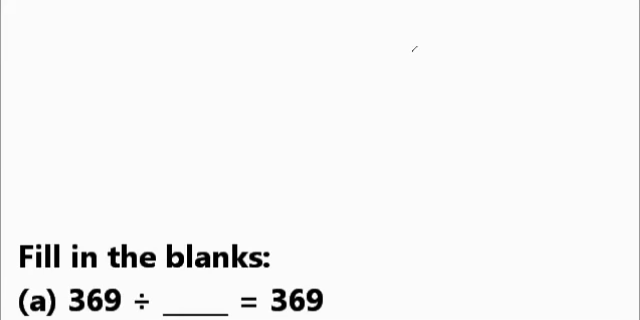Let's solve the fill in the blanks. Let's take the first one, 369 divided by something is equal to 369. Now we know that the dividend and the result are the same, which means we are supposed to be dividing by the divisive identity, and the divisive identity is plus 1. So our answer is plus 1.